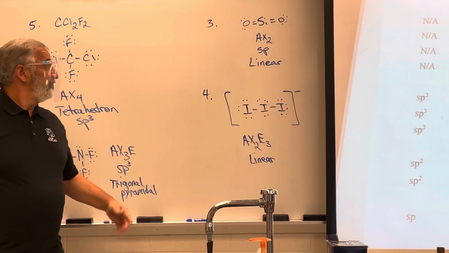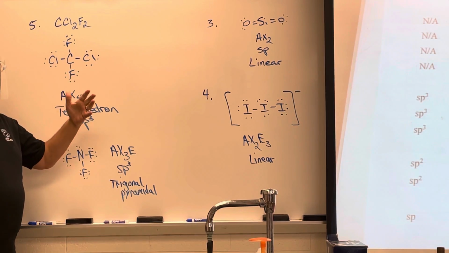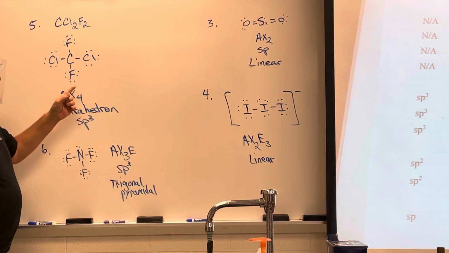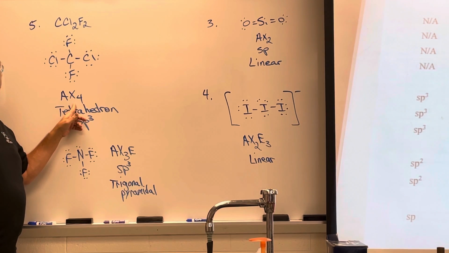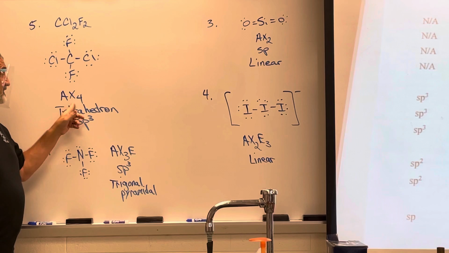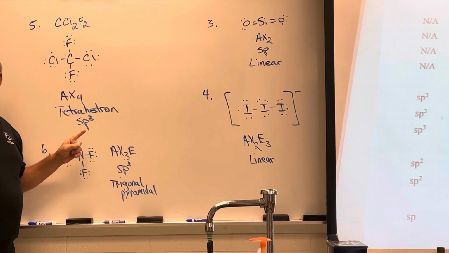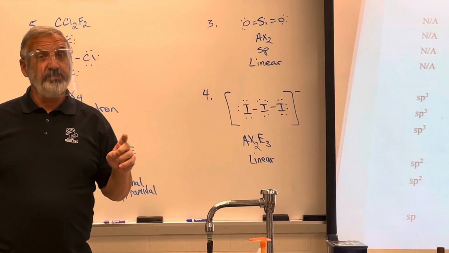So this is what you need to do now. For 7 through 15, you need to go through and draw the Lewis dot structure, and then do your AX formula. You don't have to write this down; you can just do it in your head if you want to, because that's not an answer to anything. But you need to know the shape and the type of hybridization. Got it? All right. You have the rest of the period to work on that.